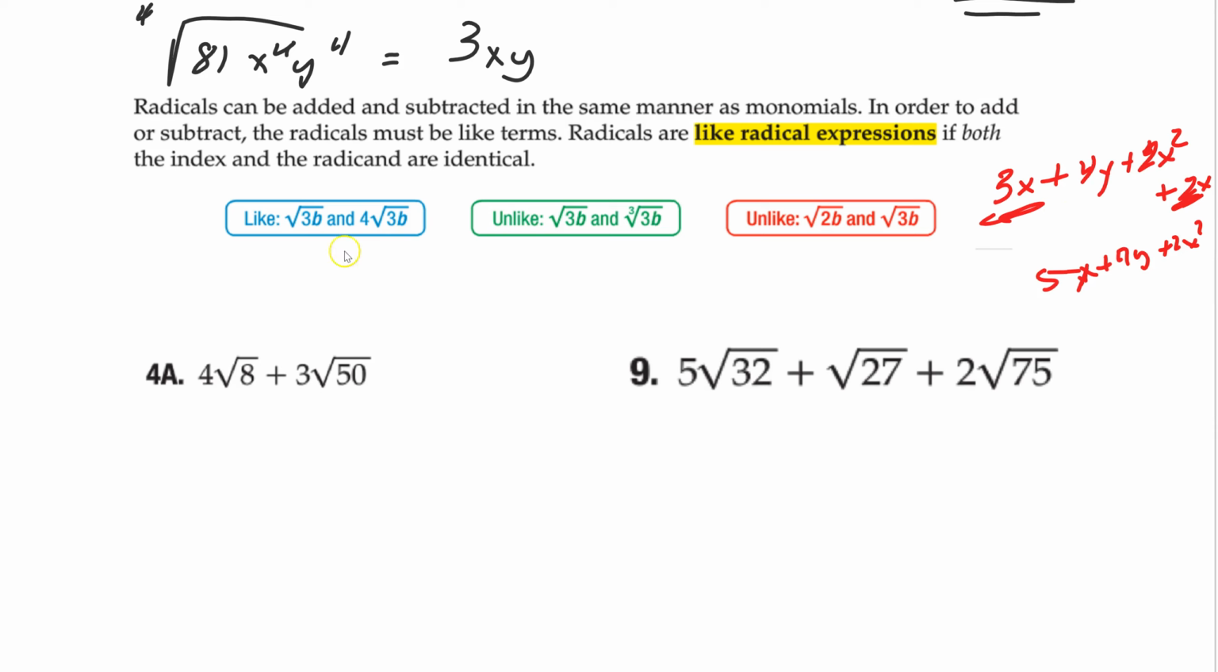You can only add the ones that are exactly the same. The same thing goes for when you want to add radical expressions. Rad 3b and 4 rad 3b are the same because these are both 3b. But once I change the power, they're not the same. If I change the number inside of it, they're not the same. They have to be exactly the same, just like how x and x have to be added, but not x squared. So break it down, and then the ones that are exactly the same, those are the ones you can add.